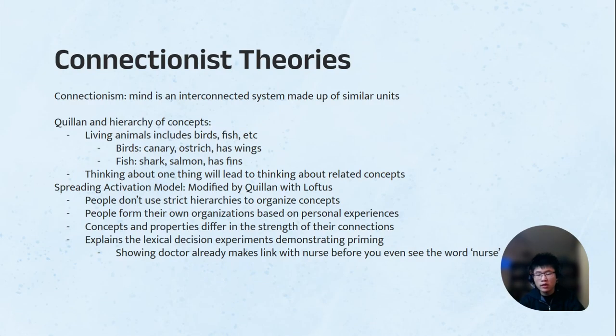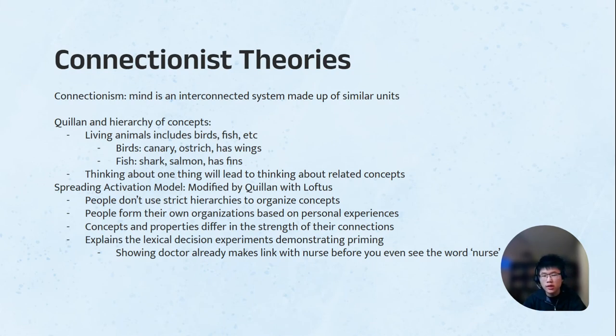Now, the spreading activation model is an amendment on the hierarchy of concepts. It was modified by Quillen with a scientist called Loftus. Now, people don't necessarily use strict hierarchies that are predetermined from birth to organize concepts, right? We form our own organizations based on our personal experiences. So, concepts and properties differ in the strength of their connections.